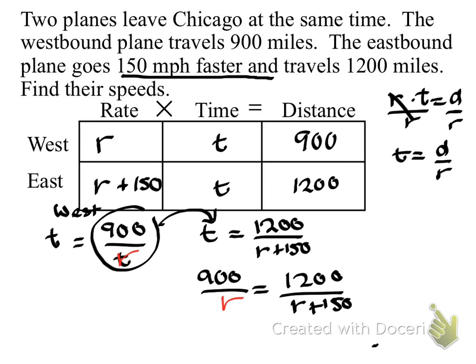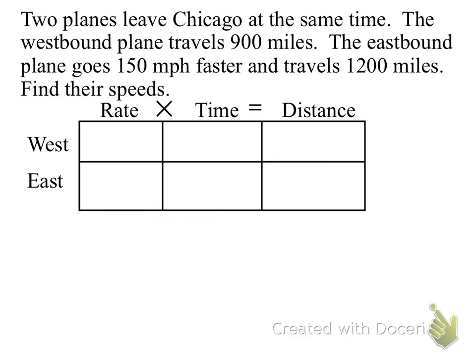So now we're doing cross products, our proportions. So I get 1200 R, and then I get 900 times R plus 150 equals, got it? Questions? So now we have to multiply it out. I'm going to, it's okay. I'll bring it back in.